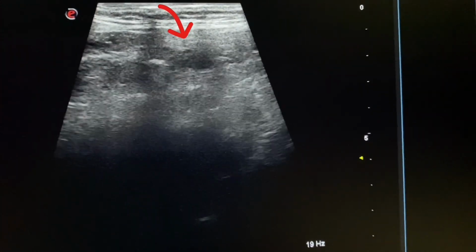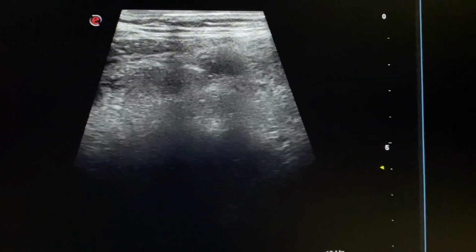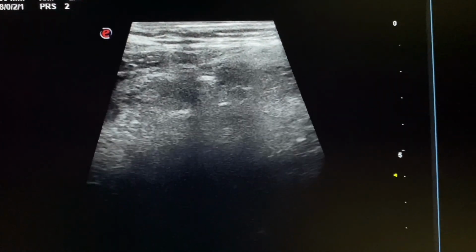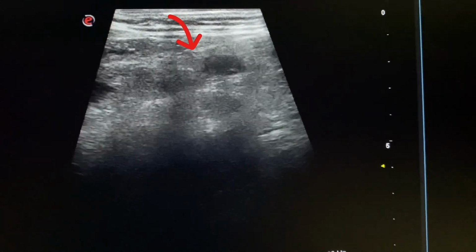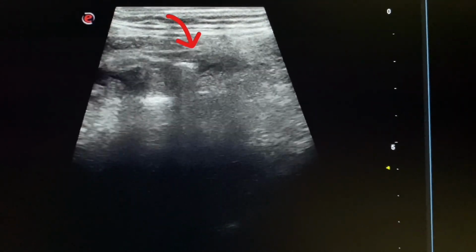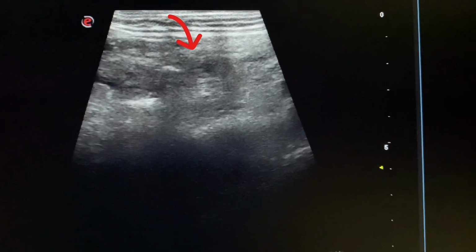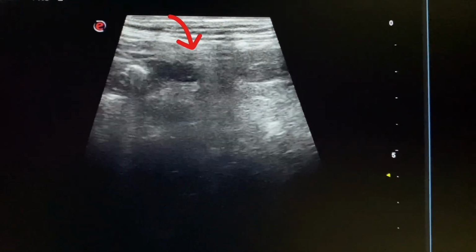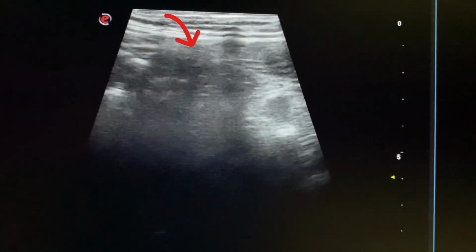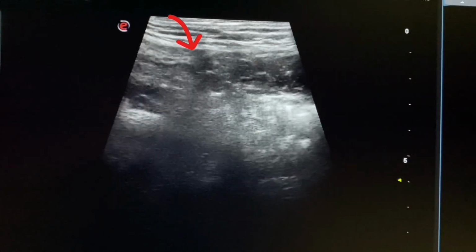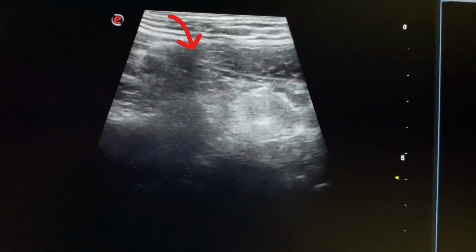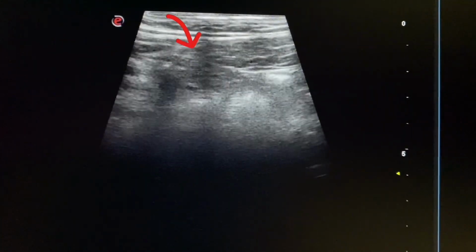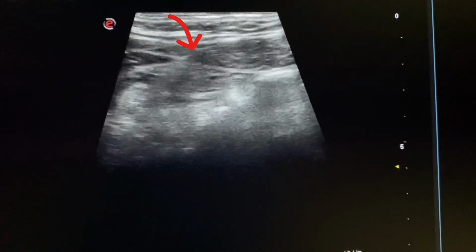Now we will scan around the appendix to see any collection or free fluid. But we see no free fluid or collection, only inflammation of soft tissues present. Now how will we write the report?